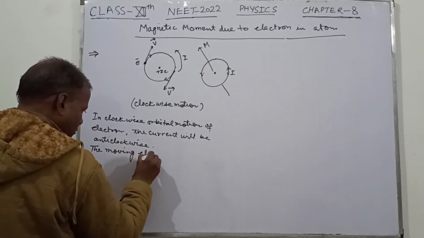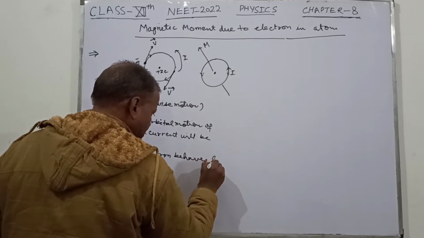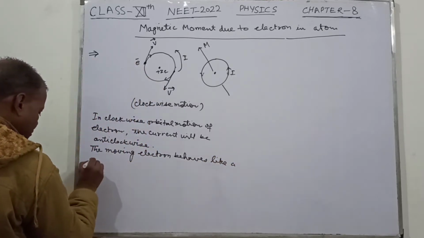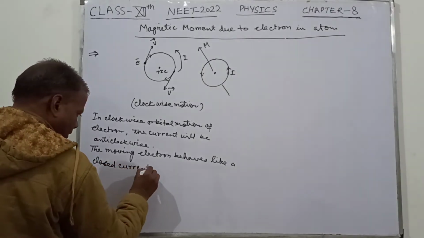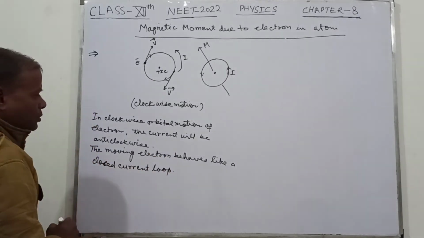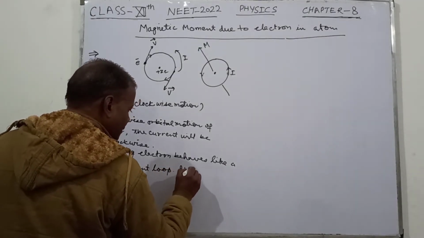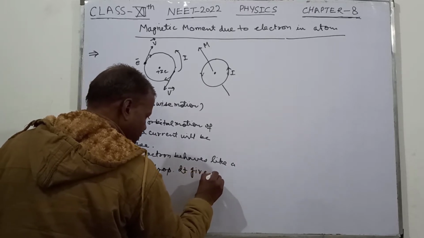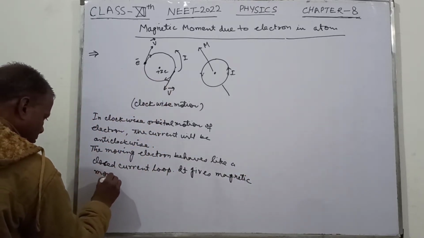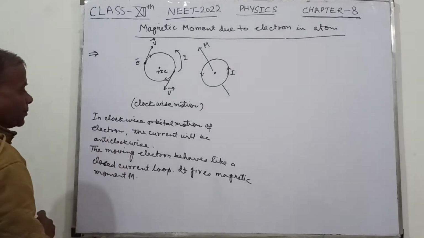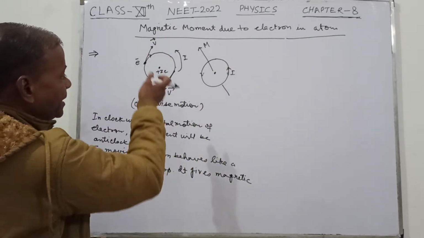The moving electron behaves like a closed current loop, so it produces the magnetic moment M. If suppose the electron is moving anti-clockwise, then the magnetic moment will be just downward.